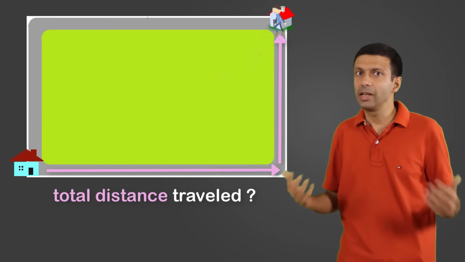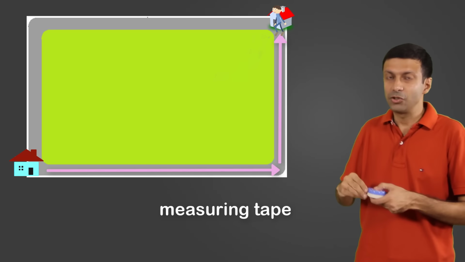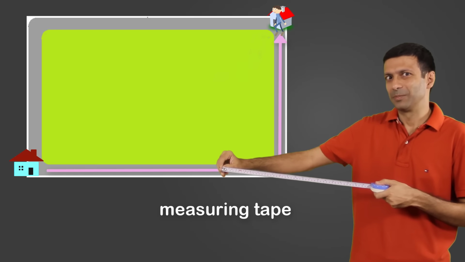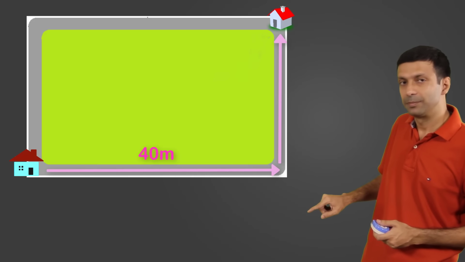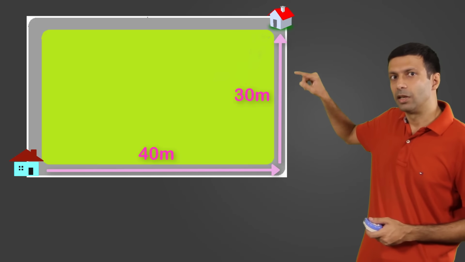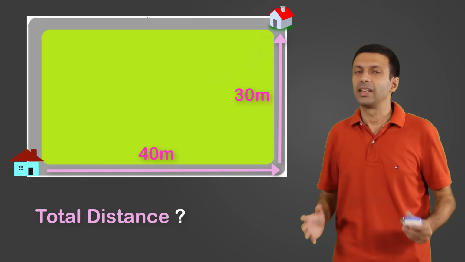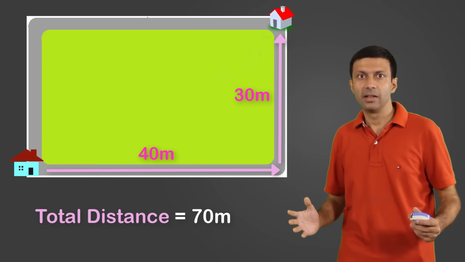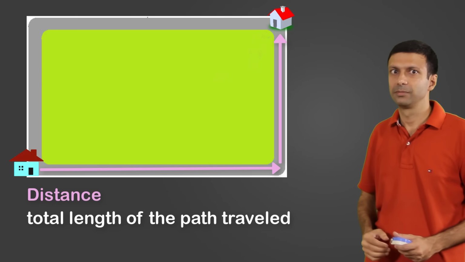Now how will you practically measure it? That's right. You can use a measuring tape like this, but you need a really long one. Now let's say this length is 40 meters and this length is 30 meters. So what is the total distance traveled? It's going to be 70 meters. And distance is defined as the total length of the path traveled.